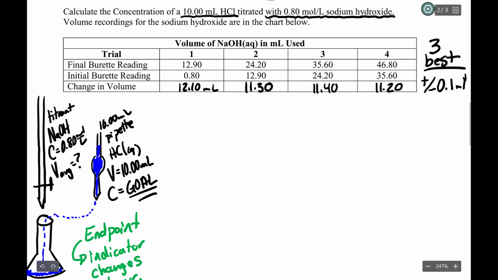Sometimes we even go to plus or minus 0.05 milliliters. Now, if you want to know what that is in terms of actual liquid, it's about a couple of drops. That's it. So this has to be done to a great degree of accuracy.